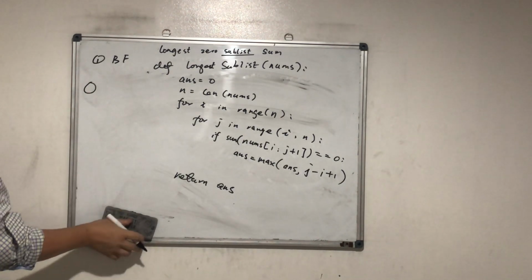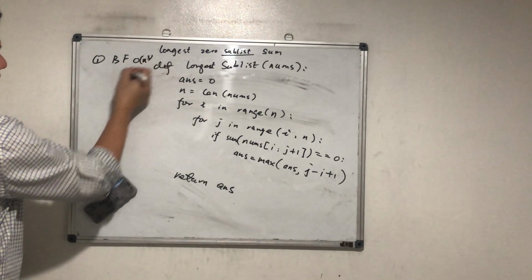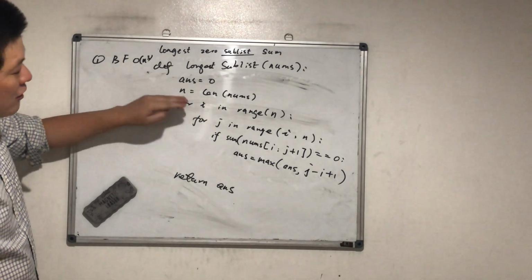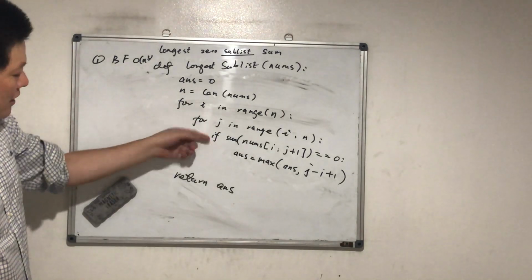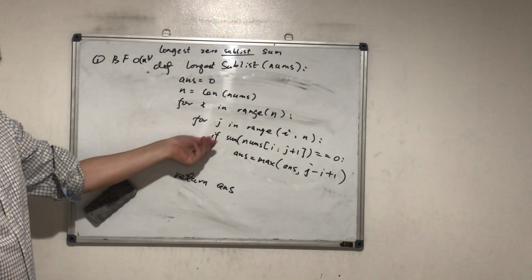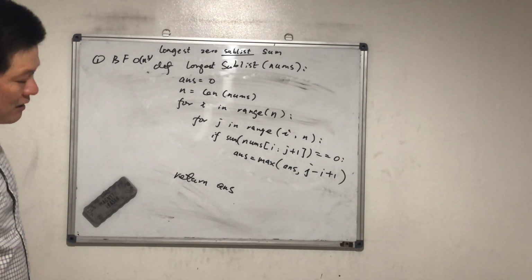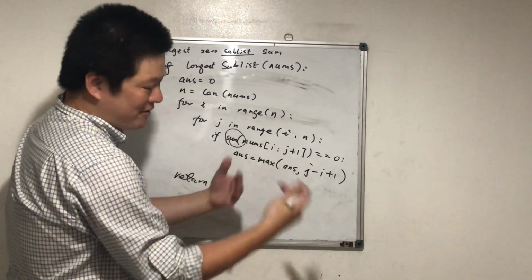Cubic. Well done. For one n loop, we need to iterate another n loop. But look, there's no third loop here. Why is it cubic? Can you tell me why? The sum function actually also needs to iterate over the elements.